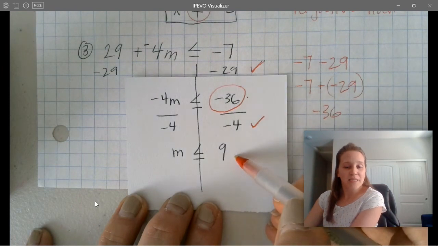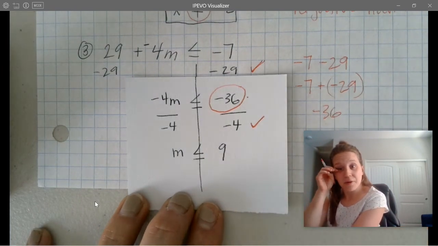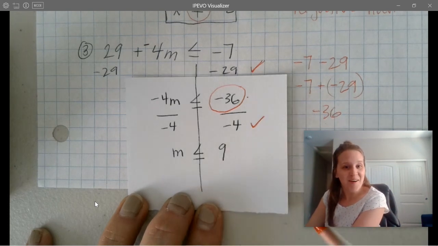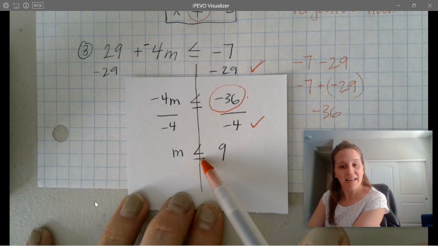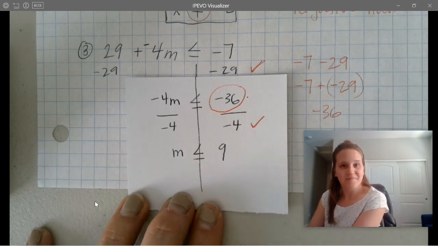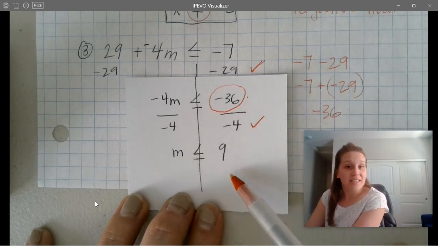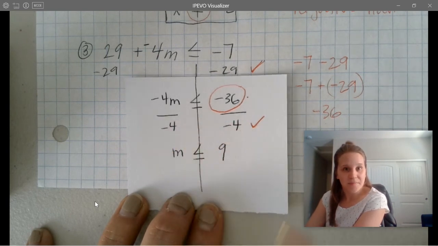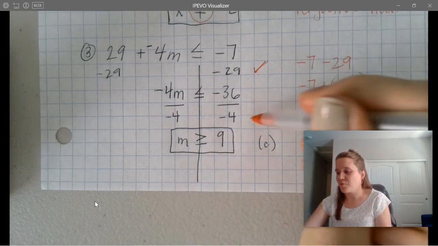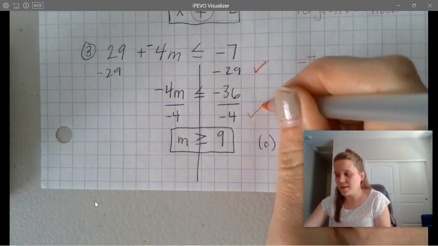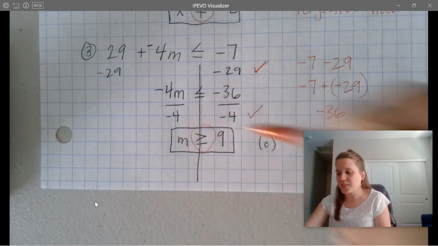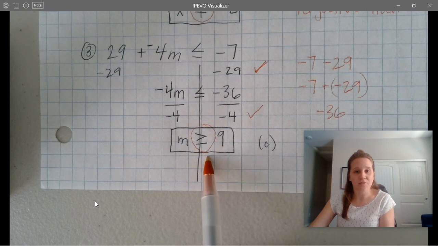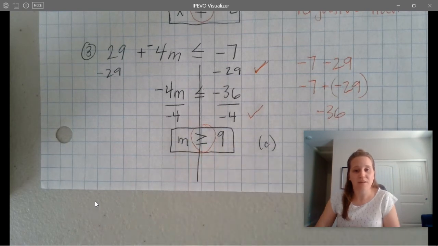Is the solution m is less than or equal to 9 a solution that you agree with? I hope you said no, this is not the correct solution. Why not? I've got to flip the inequality sign in this problem because I divided by a negative number. Here's the correct solution. Once I divide by that negative number, watch how the inequality sign flips directions. So instead of less than or equal to, now it is greater than or equal to. M is greater than or equal to 9.